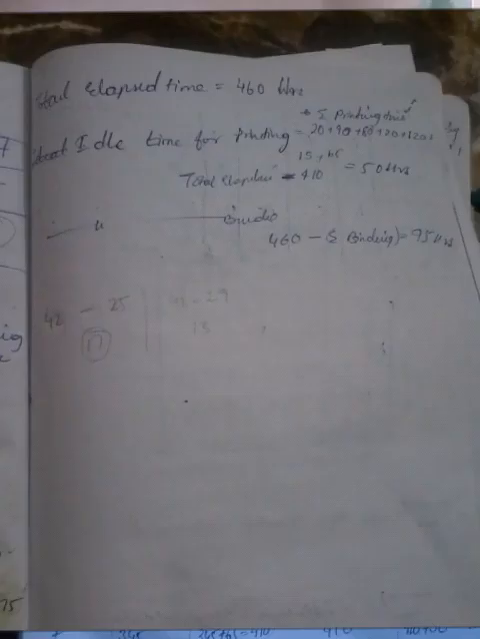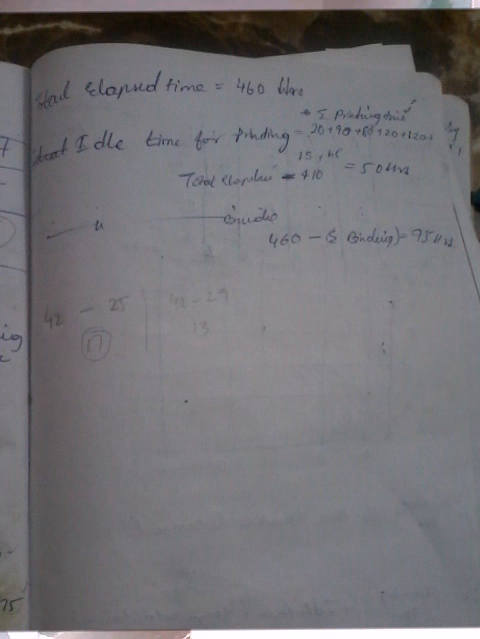After you have done it, we need to write the total elapsed time and idle time for printing, that is the summation of 460 minus the summation of printing, we'll find out that is 50 hours.